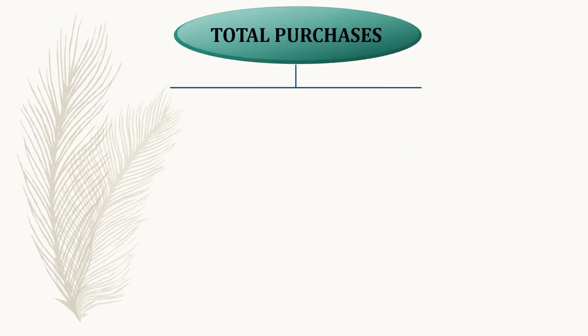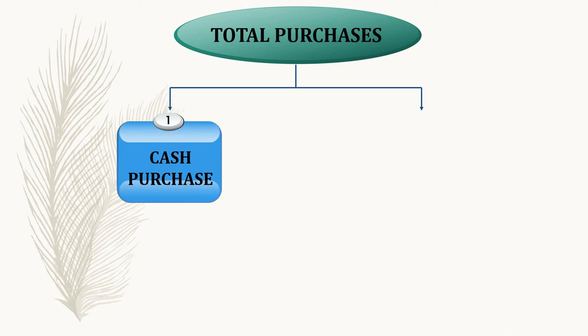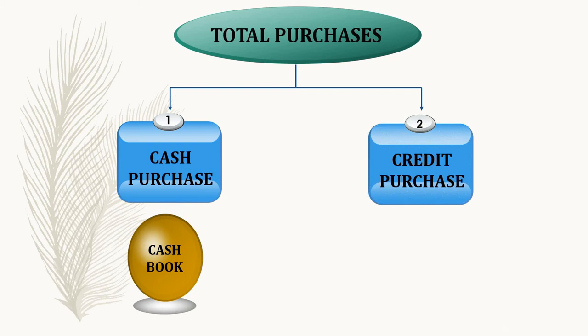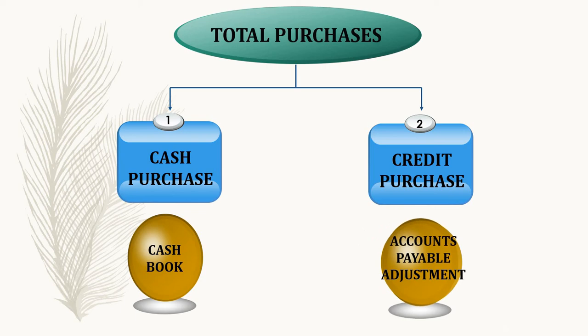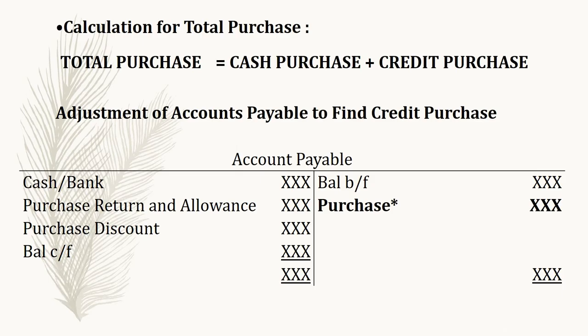So how do we find the amount for purchases? We are doing the same thing as sales earlier. To find your cash purchase, you need to refer to your cash book, and in order to find your credit purchase, you need to do adjustment in your accounts payable. Okay, so this is how you do the T account for your accounts payable. The amount that we are looking for is your credit purchase. That will be on the credit side.